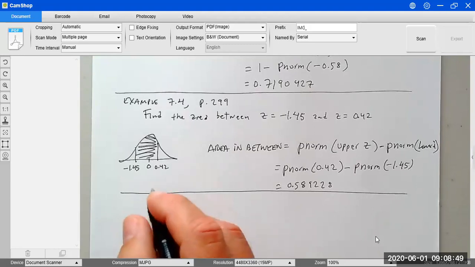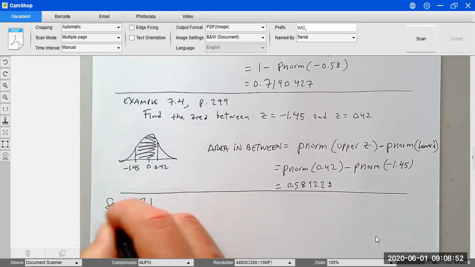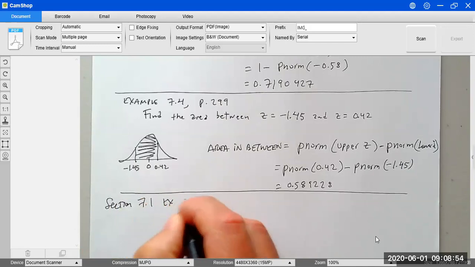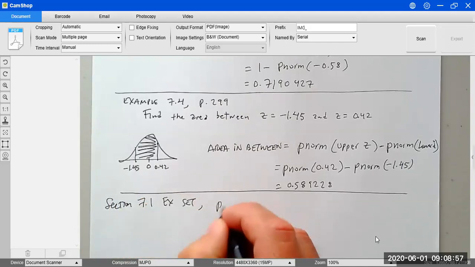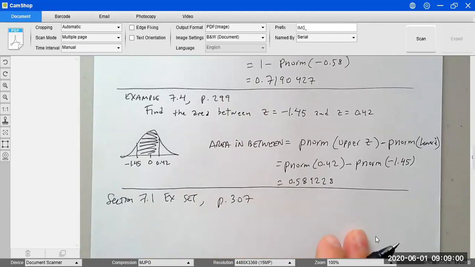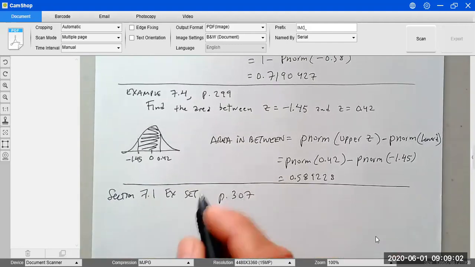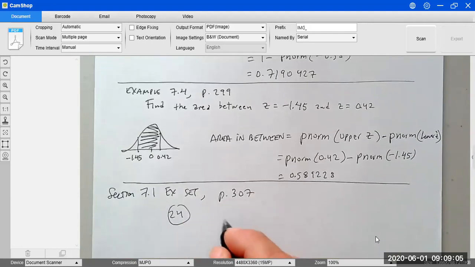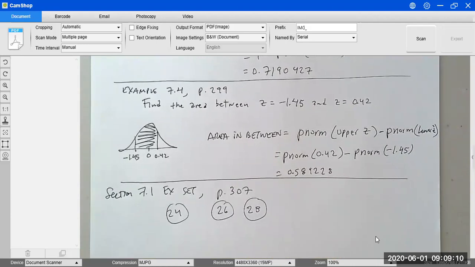So the first part is that you're going to check the section 7.1 exercise set on page 307, and you're going to work 3 problems: 24, 26, and 28. And remember, solve the problems and then take screenshots, and you're going to need the screenshots later to get your PDF file. So we're going to start with 24.